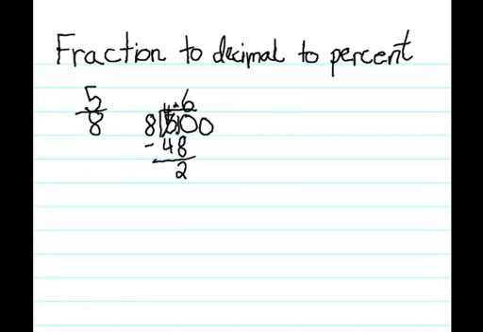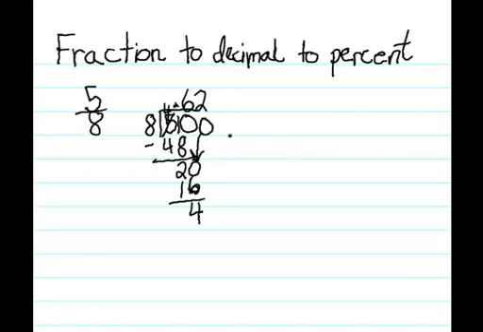Now I'm going to turn this into 5.00, and I'll bring this 0 down, and then how many times does 8 go into 20? We got 2 times. 8 times 2 is 16. It's just like the long division you used to do, except for now we're getting a decimal answer, an answer that in this case is less than 1.